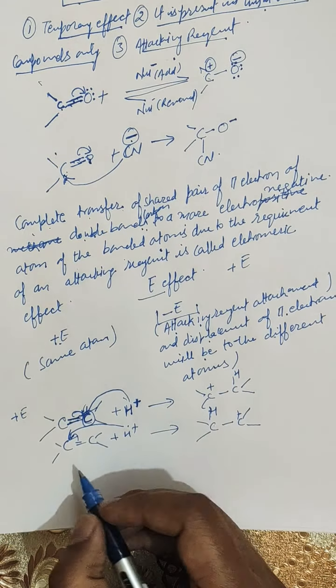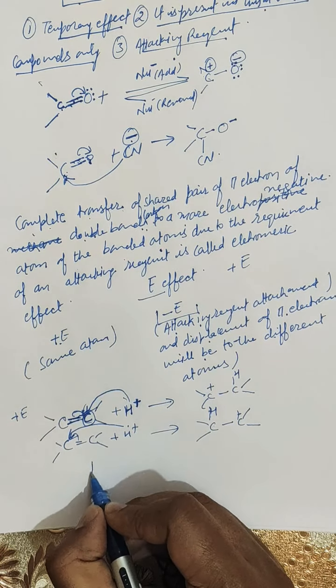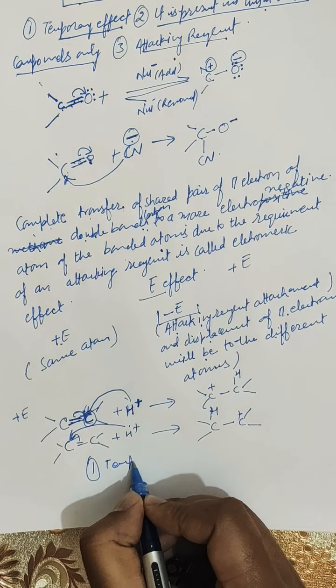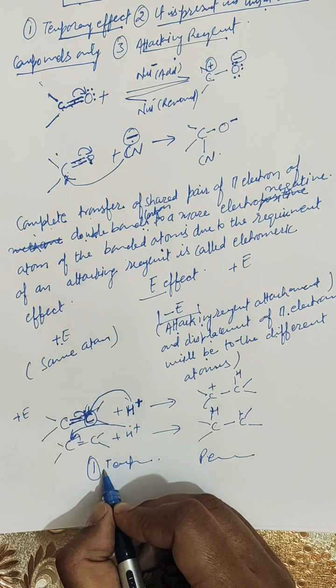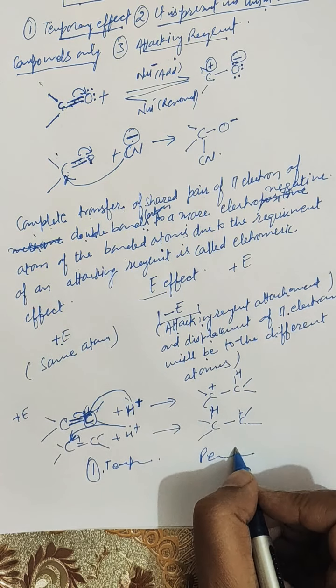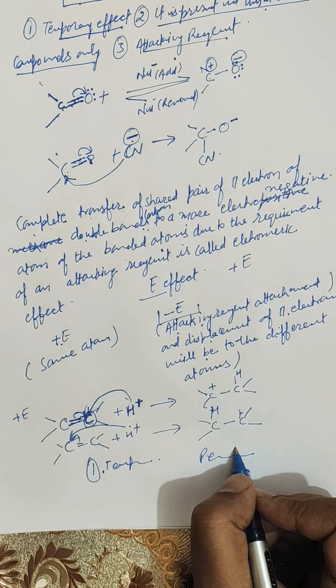First of all, one is temporary and the other is permanent. The electromeric effect is temporary, whereas the inductive effect is permanent, and I told you why. So you can be asked why the inductive effect is a permanent effect or why the electromeric effect is a temporary effect.